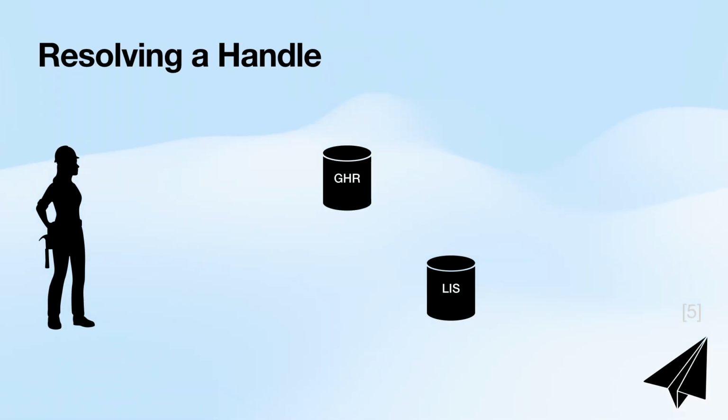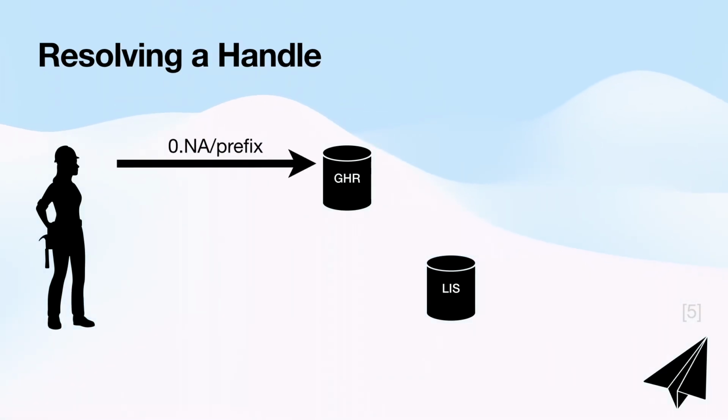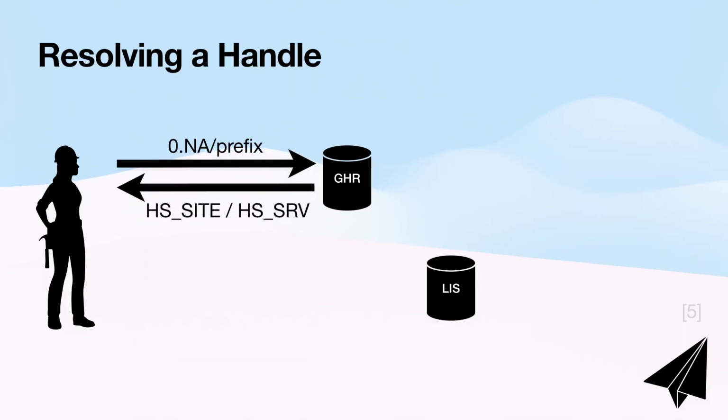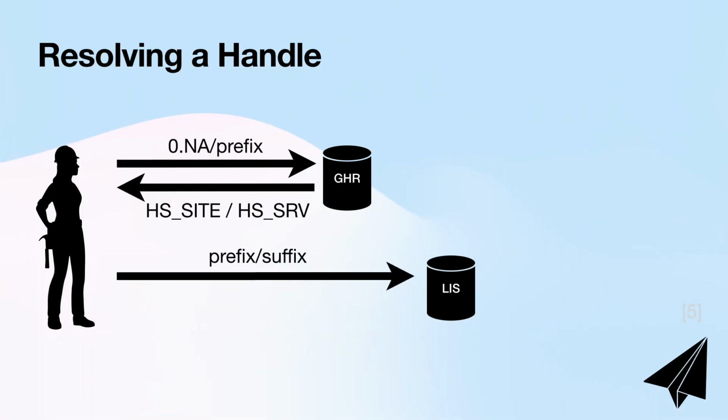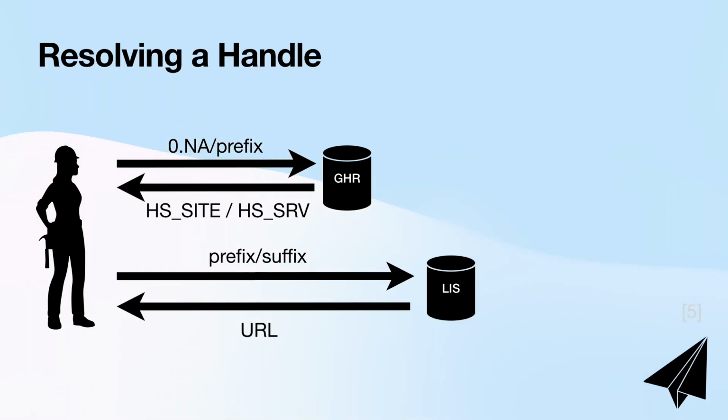And how you do that is by going to the global handle registry. They have the data about where all the LISs are located. And you don't give them directly the DOI you're interested in, but rather a so-called prefix identifier. It has this format, and then the global handle registry returns you the data. It contains the actual IP address of where the LIS is located. And then you go to the LIS, you tell them what you're interested in, and they give you back the URL, for example, or other data.